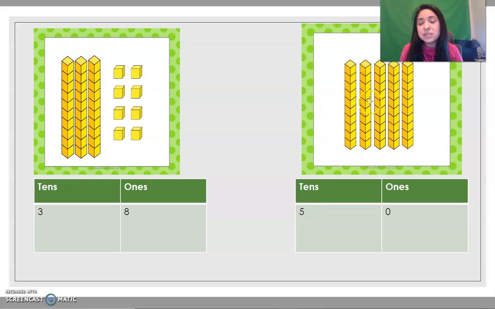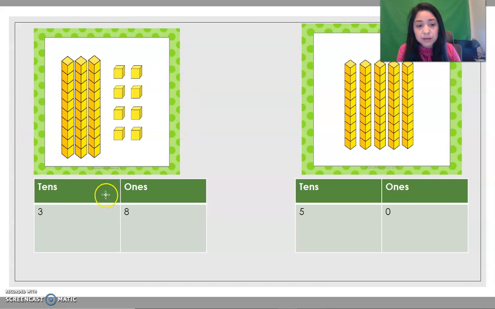So remember that when we see these long ones, we have to count by tens. So 10, 20, 30, 40, 50. Right here, I see 10, 20, 30, 31, 32, 33, 34, 35, 36, 37, 38. So we're going to look and pick which number is least, which number is smaller. Is 38 smaller or is 50 smaller? So the least number, the smallest number is actually 38.